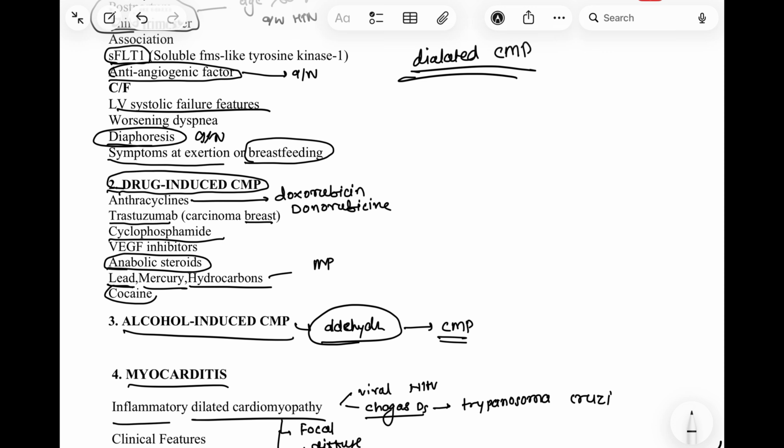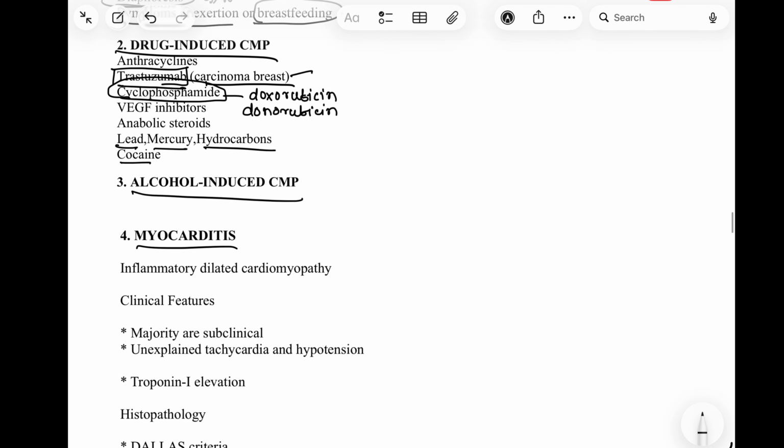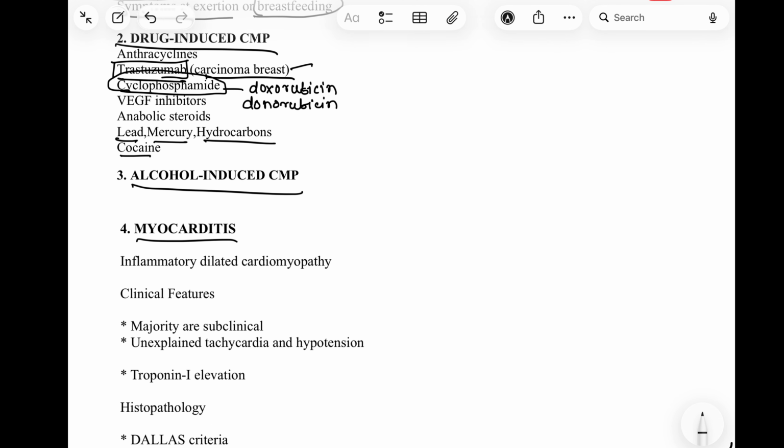About cocaine, there was a question in NEET PG with a total history of cocaine consumption along with a few cardiac symptoms, and it asked which type of cardiomyopathy we get with cocaine. Dilated cardiomyopathy was the right answer for this question. Moving forward to alcohol induced cardiomyopathy, what happens here is there is a constant increase in aldehyde, right? And this aldehyde is responsible for the cardiomyopathy.